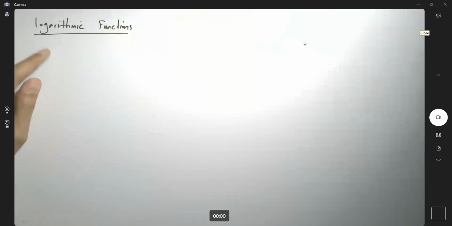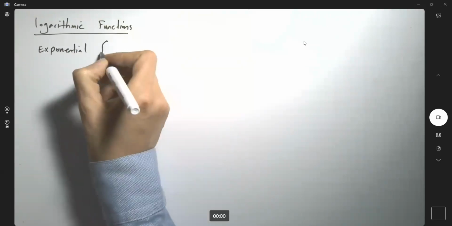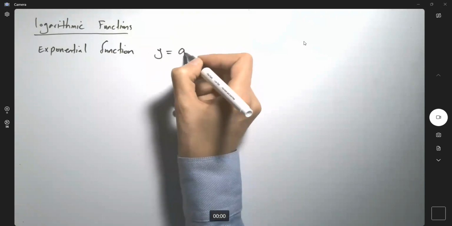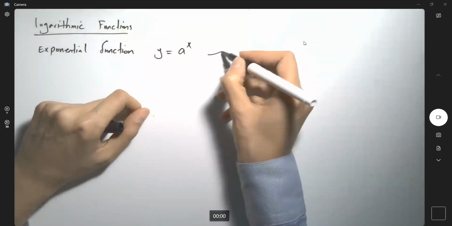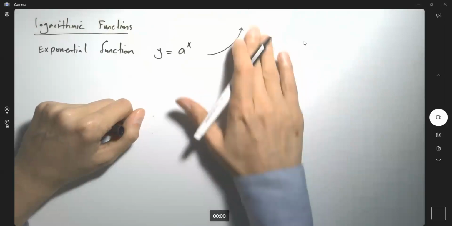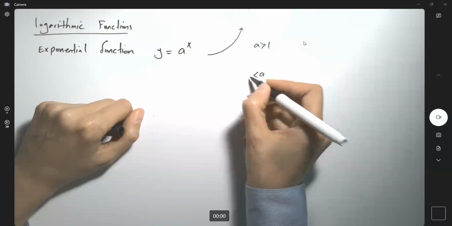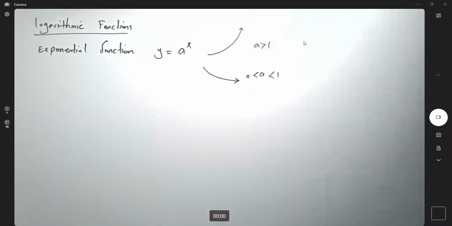Now let us move on and talk about logarithmic functions. So when we are talking about exponential function, remember it is y equals a to power x. And if you remember the graph of a to power x, it's either like this or like this. If a is more than 1, the graph increases. If a is bounded between 0 and 1, the graph decreases.